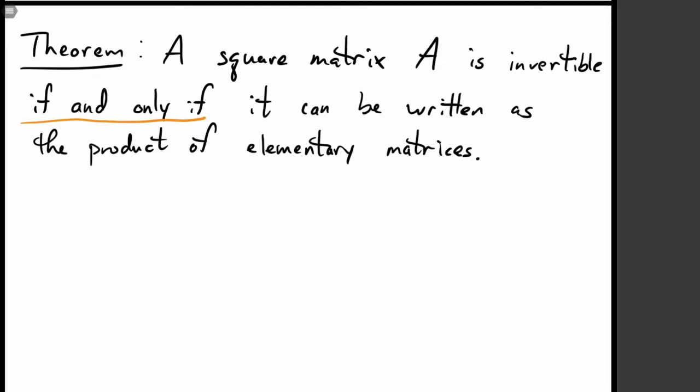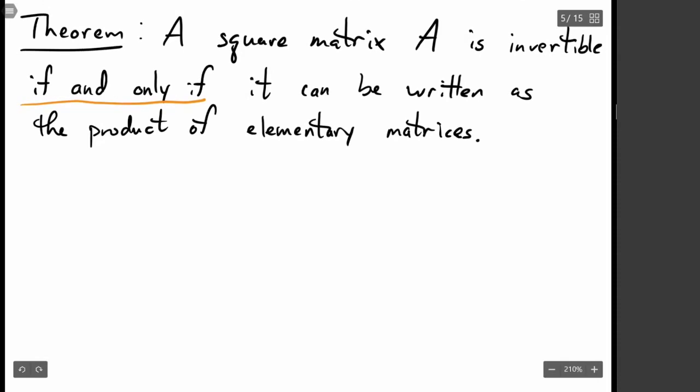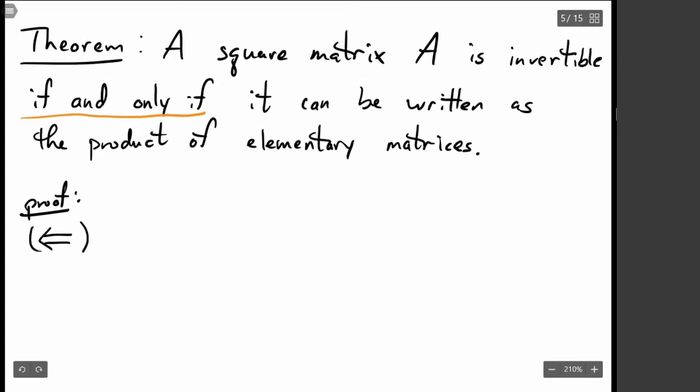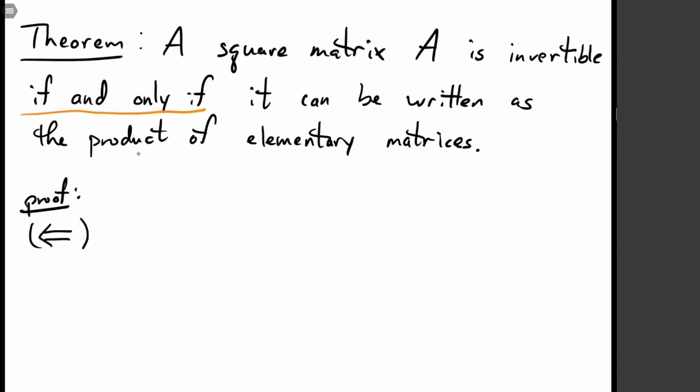Okay? So we're going to prove this because it's a pretty interesting result here. A pretty interesting theorem. And it's really powerful. So, proof. Again, there's two directions. We're going to do the easier direction first here. So this is the implication in the backward direction. The backward direction here meaning if it can be written as the product of elementary matrices, we're going to assume that, and then we're going to show that A is invertible.